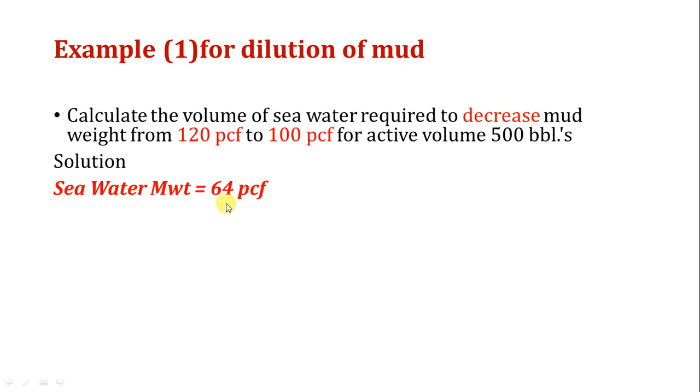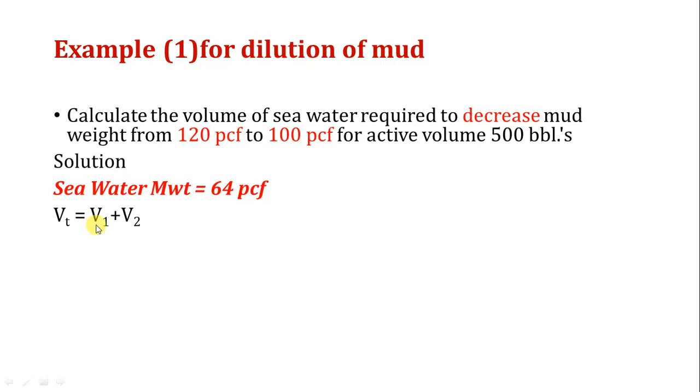The seawater mud weight equals 64 pcf. So here you have 120 pcf. This is the mud weight number one, or M1 for example. And you have to add on it some water, which is M2. So 64 is equal to M2. And you have the volume number one, which is 500 barrels, but you don't know the final volume after adding the water, and you don't know V2 also. But you know that the final mud weight will be 100. So the first mud weight is 120, the final is 100, V1 equals 500, and mud weight 2 equals 64. So let's go directly to the equations.